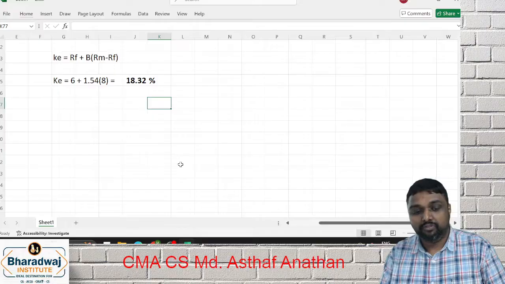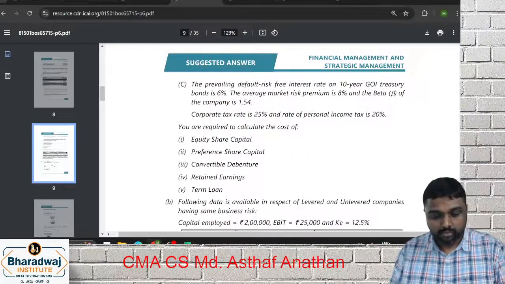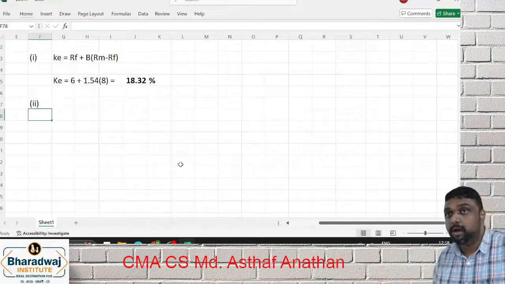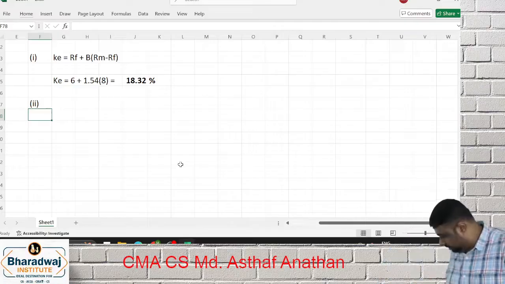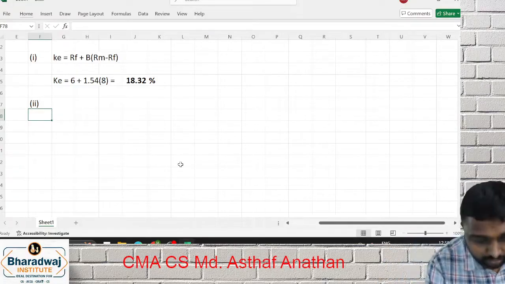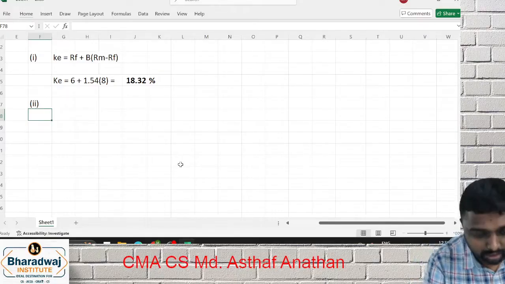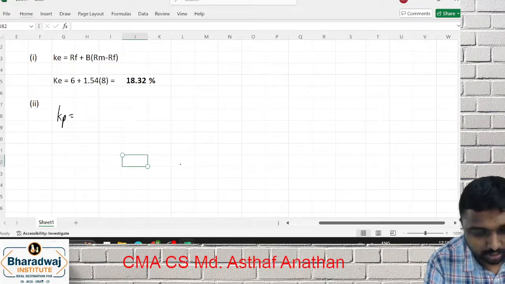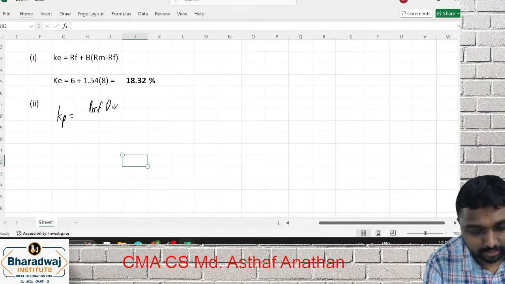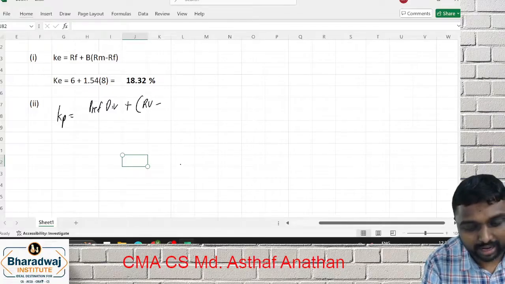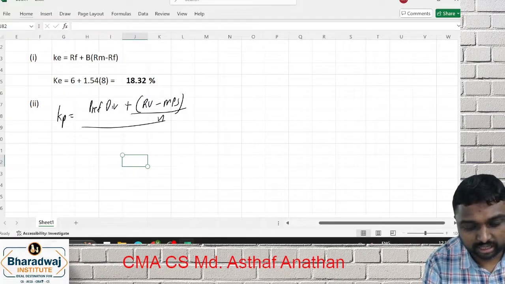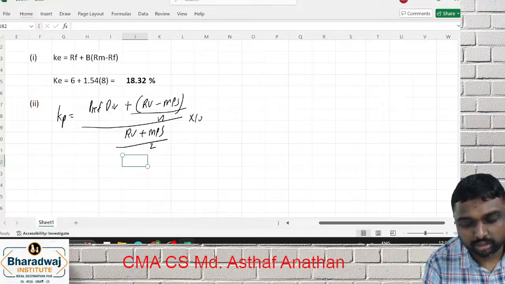What is next? Preference share capital. Tell me, my dear friends, is the preference share redeemable or irredeemable? Redeemable. So we have to apply our formula. What is the formula, friends? KP is equal to preference dividend plus (RV minus NP or market price) divided by the number of years, all divided by (RV plus NP) by 2. Here market price is given. Either you can take, if you take NP also no problem, but NP is not there, they gave market price.